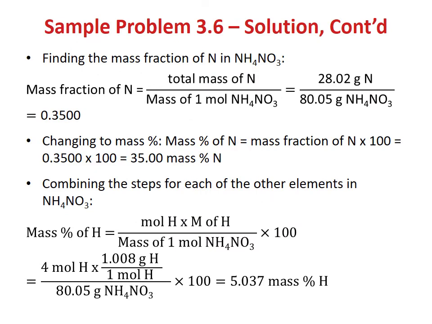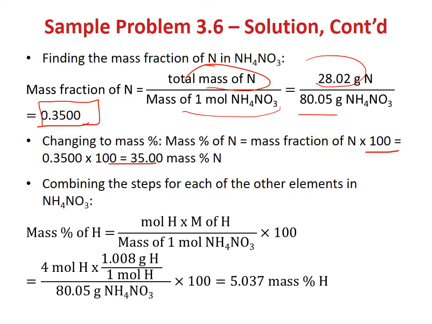So next we calculate the mass fraction of nitrogen by the mass of nitrogen divided by the mass of 1 mole of the formula, which is 28.02 grams divided by 80.05 grams of the formula. That gives you 0.35. So that's the first calculation, it gives you the fraction. And then you times 100, and you get 35. And that's the mass percent of nitrogen in the compound.